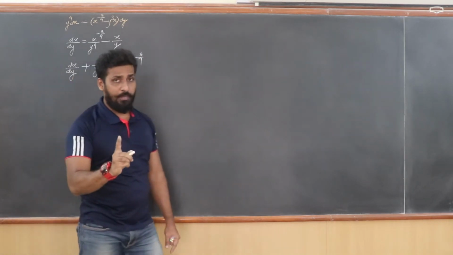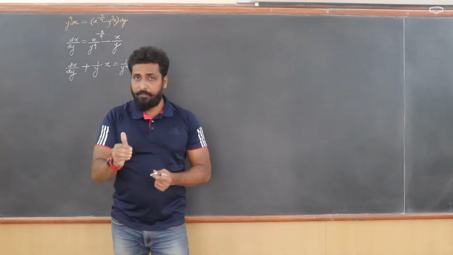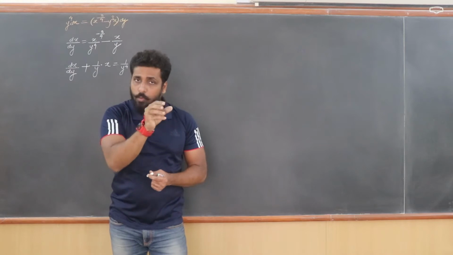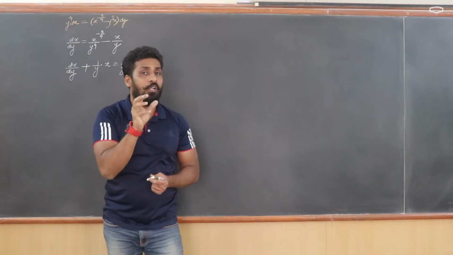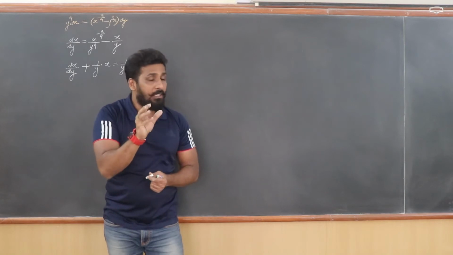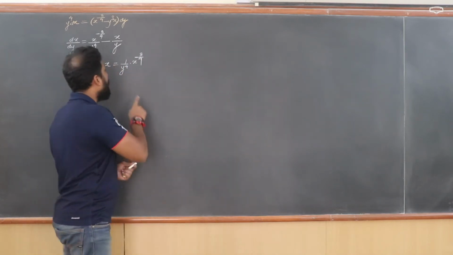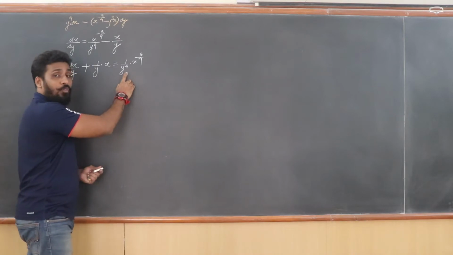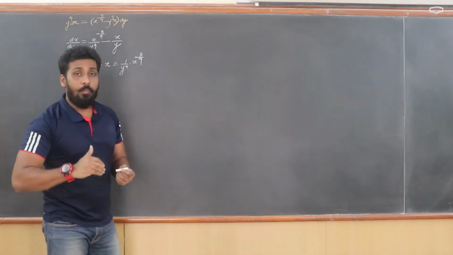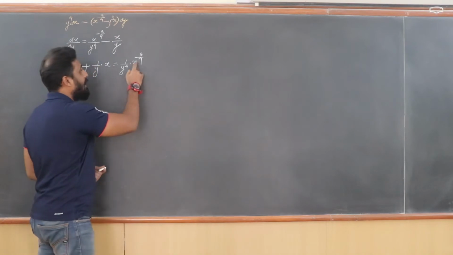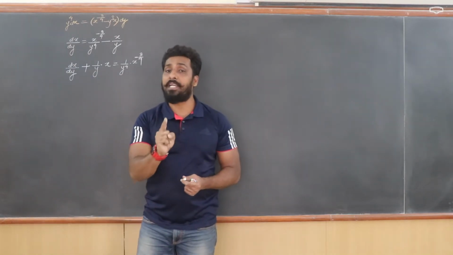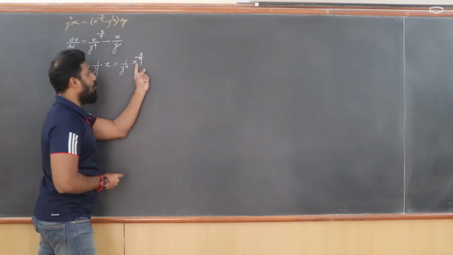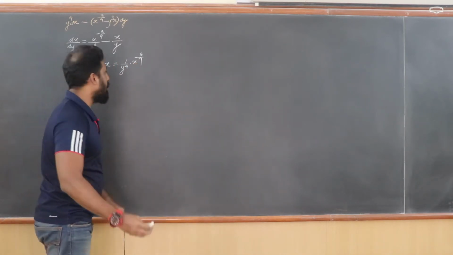Now, we also remember dx by dy plus p dash x is equal to q dash. Q dash is only a function of y. So I can observe over here, I have 1 upon y raised to 4, which is a function of y. But it also contains x raised to minus 3 by 4. So my first job is to get rid of that x raised to minus 3 by 4. Let's see what can be done.